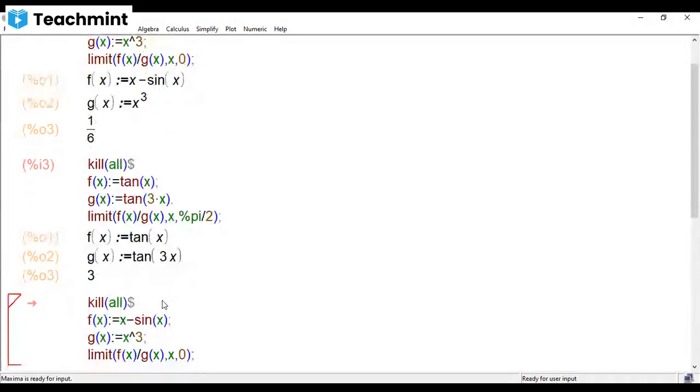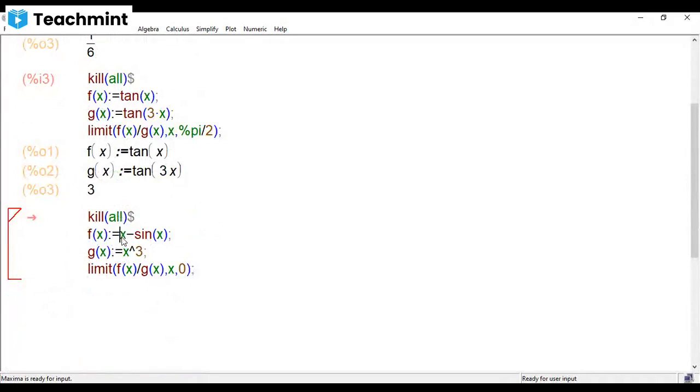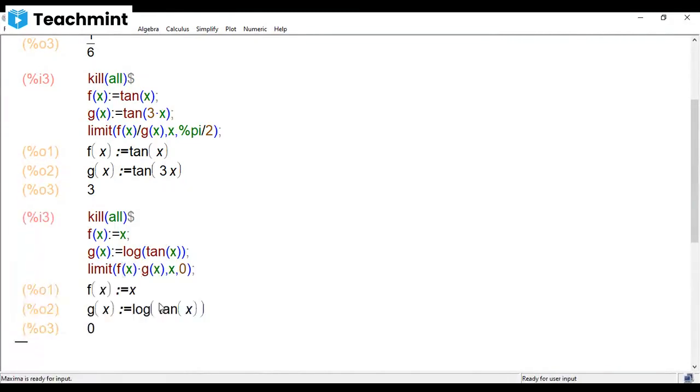What was next one? 0 into infinity form. X into log tan x. Log of tan x, okay, at 0. So this is x into, that is f of x into g of x. So f of x into g of x form. So we got 0. Okay.